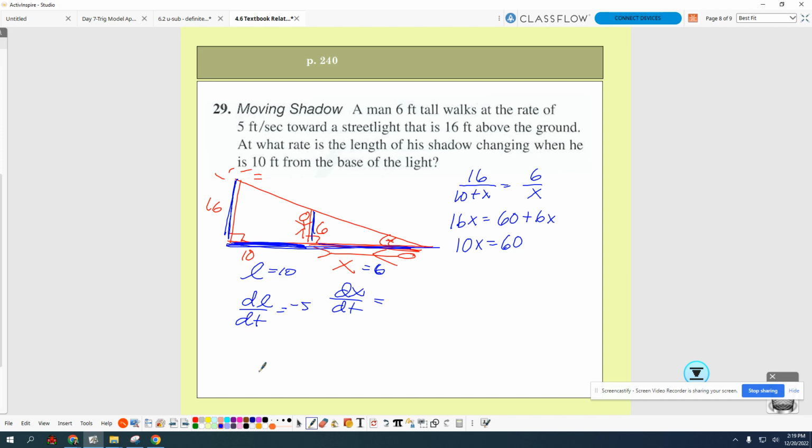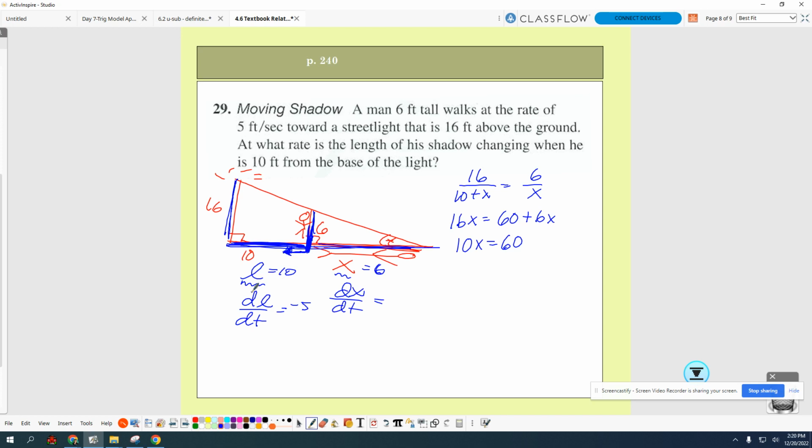No, because the man is at X, not at L. The lamppost is at L. He's walking this way at 5 feet per second. What is changing at 5 feet per second? Is it this distance L or is it the distance of the shadow? He's walking this way. This distance L is the thing that's changing.